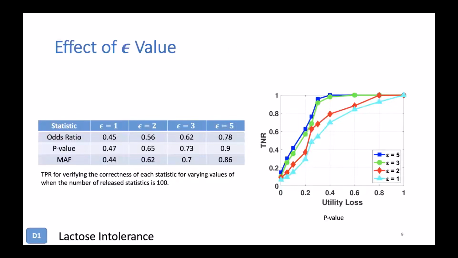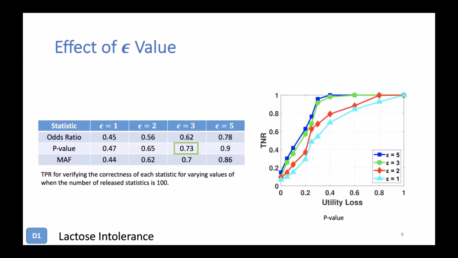First, we study the impact of epsilon value, the amount of noise added to the original dataset via randomized response, on the true positive rate and true negative rate values. In the table, we show true positive rate values for each statistic with varying values of epsilon in lactose intolerance. We observe a true positive rate of 0.73 for p-value when epsilon is equal to 3. This means that the verifier can correctly classify 73 out of 100 p-values provided by the researcher.